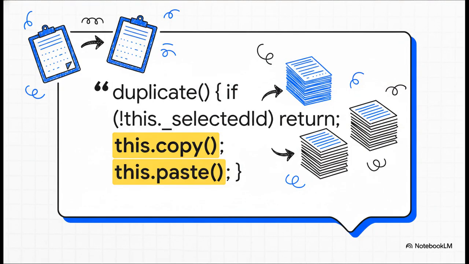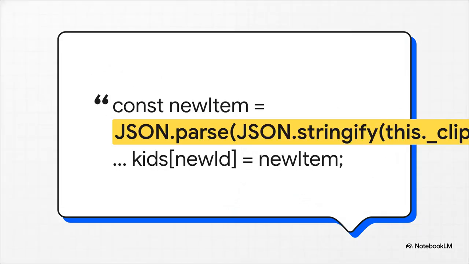And you might expect some super complicated code here, but check this out. The duplicate function is actually incredibly simple. It's smart, not complicated. It doesn't reinvent the wheel. It just says, hey, I'll just call the copy function, and then right after that, I'll call the paste function. That's it.